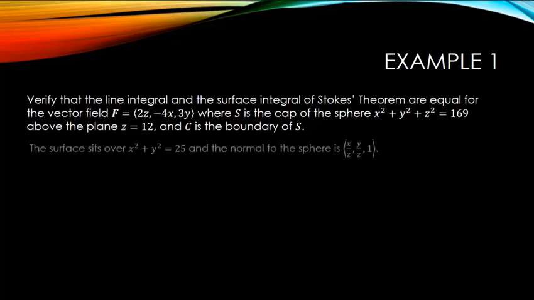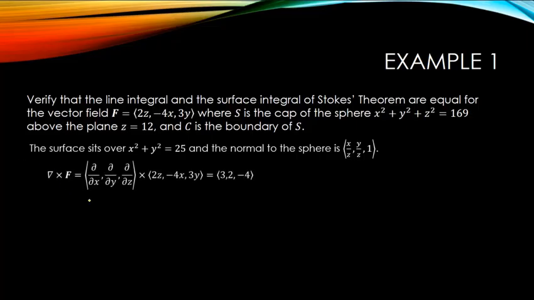Now I'm going to look at the surface integral. The surface sits over x squared plus y squared equal to 25, and the normal to the sphere is given by the vector with components x over z, y over z, and 1. Del cross F is equal to the vector with components the partial with respect to x, the partial with respect to y, the partial with respect to z, crossed with the vector with components 2z, minus 4x, and 3y. This gives me the vector with components 3, 2, and negative 4.